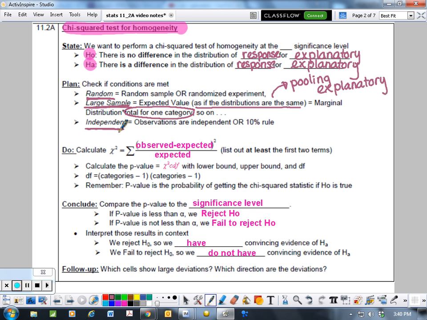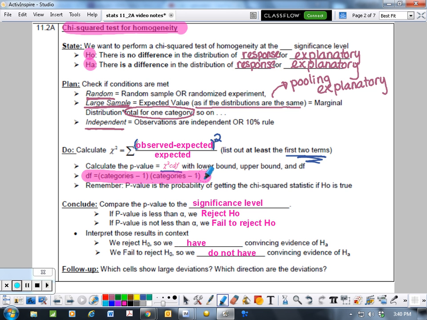Then we go through and calculate chi-squared just like before: observed minus expected, squared, divided by expected. We have to list out at least the first two terms; the rest we can do on our calculator. Then we calculate our p-value with the chi-squared CDF. For our degrees of freedom, I want to highlight this because a lot of people forget the different ways of finding degrees of freedom. It's the categories for one variable minus 1, times the categories for the other variable minus 1.